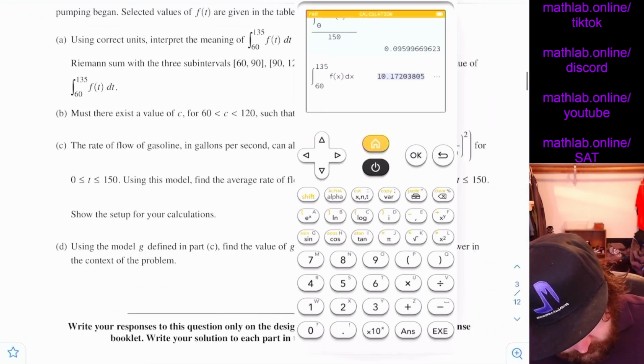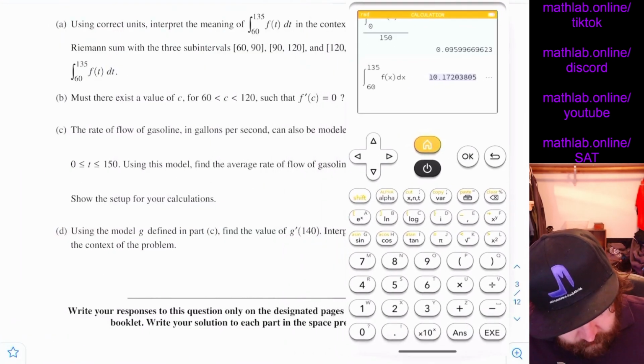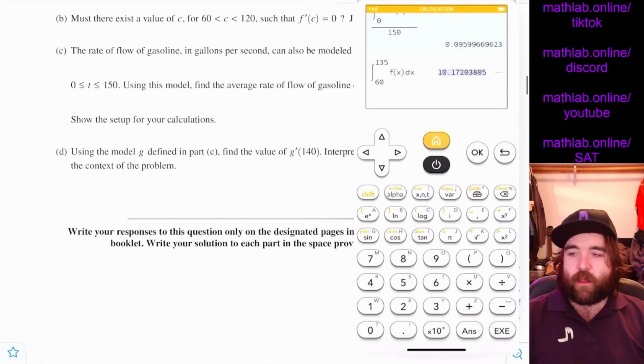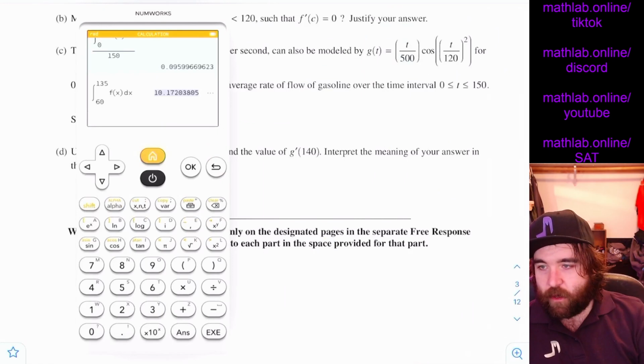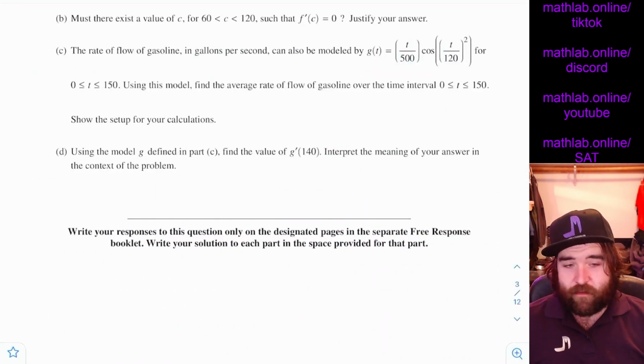And that's everything, right? Using this model, find the average rate of flow over the time 0 to 50. Show the setup for your calculations. Well, yeah, that's the setup for my calculations. Okay. D. Using the model G, defined in part C, find the value of G prime of 140.